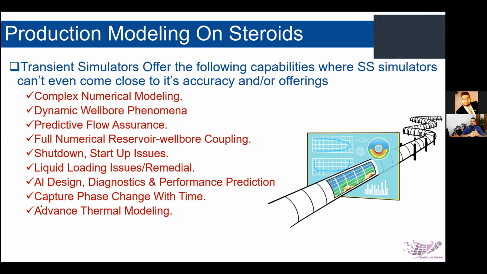It can work with gas wells. You can tackle the issue of liquid loading with them. You can design your artificial lift system with it. You can monitor it. You can diagnose it as well. And you can actually capture the changing distribution of phases and the changing of the flow pattern with time. Actually, this is something the steady state software does not do. Plus, in these types of transient software, we actually have advanced thermal modeling.